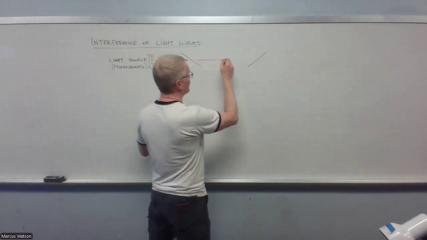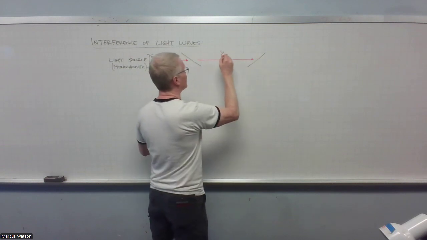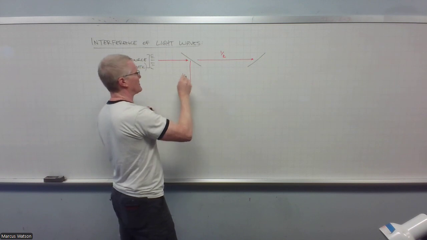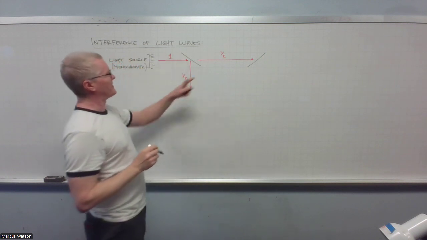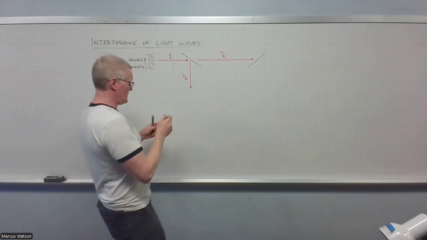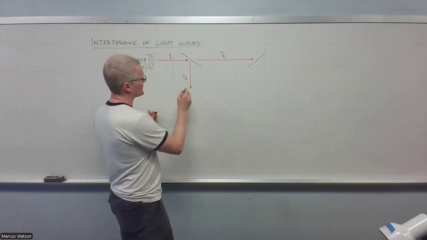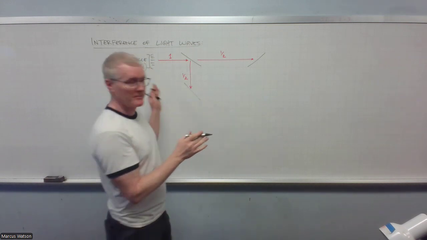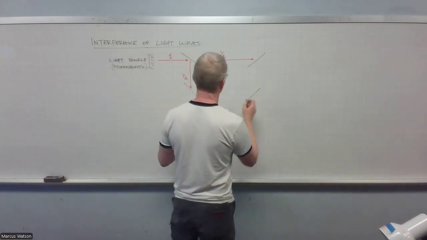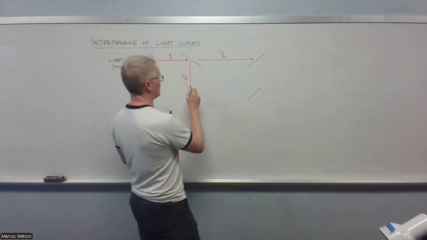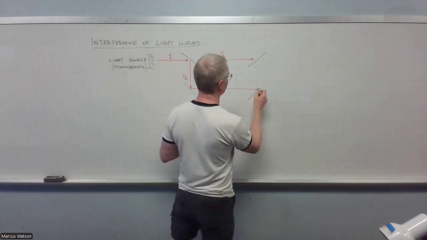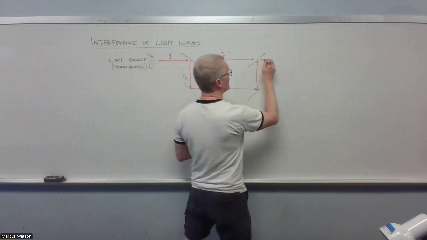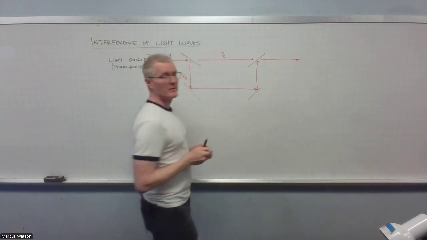Half of the light's going to go this way. Half of the light's going to go this way. So if this is 1, it's a half-half. Now I'm going to put another mirror over here, a much better mirror. This is a 100% mirror, such that this bounces off here and comes back and recombines with the original beam.